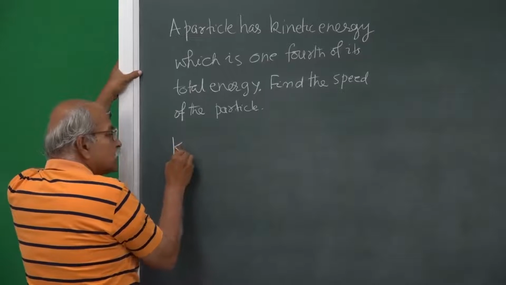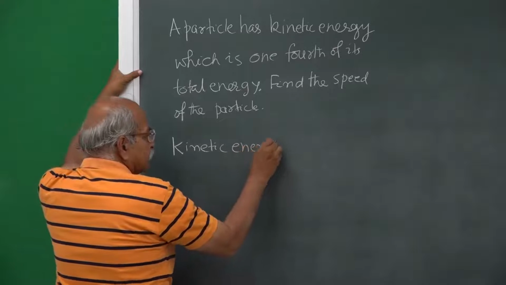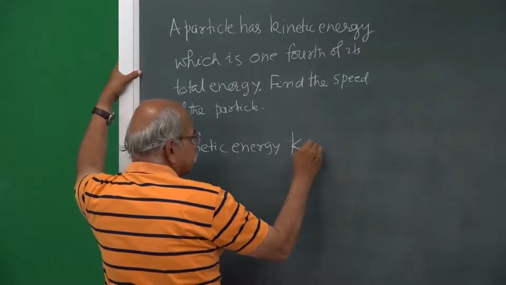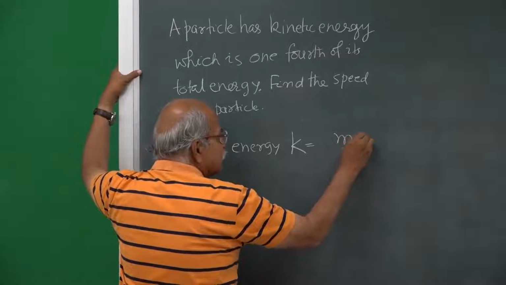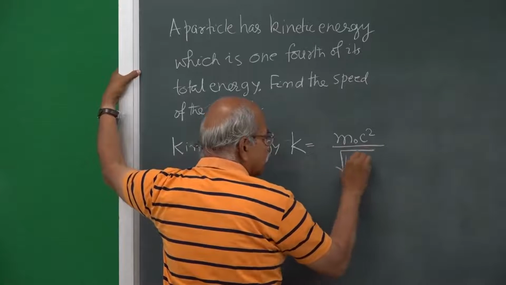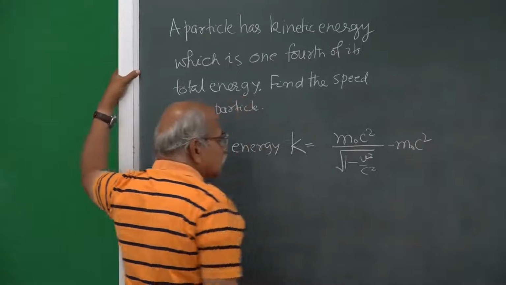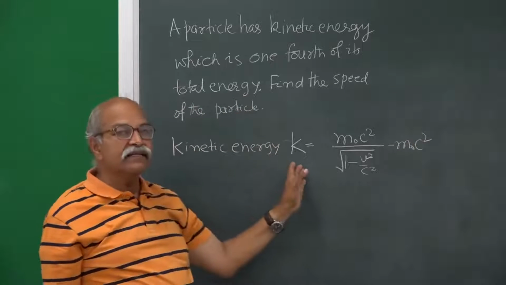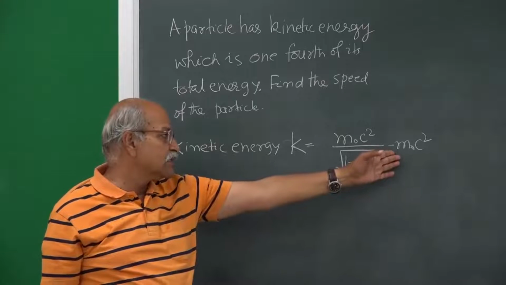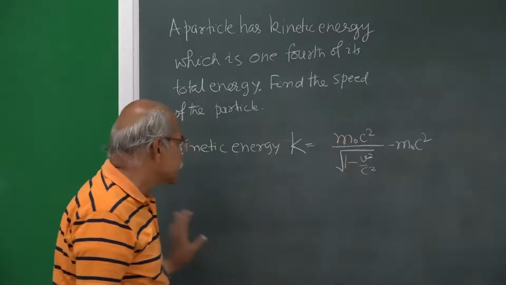Now, what is kinetic energy and what is total energy? Kinetic energy we had defined, K is m naught c square divided by square root of 1 minus v square by c square, minus m naught c square. How do I remember that? Kinetic energy is total energy minus the rest mass energy. So, this is the rest mass energy and this is total energy. Total energy is m naught c square divided by this.